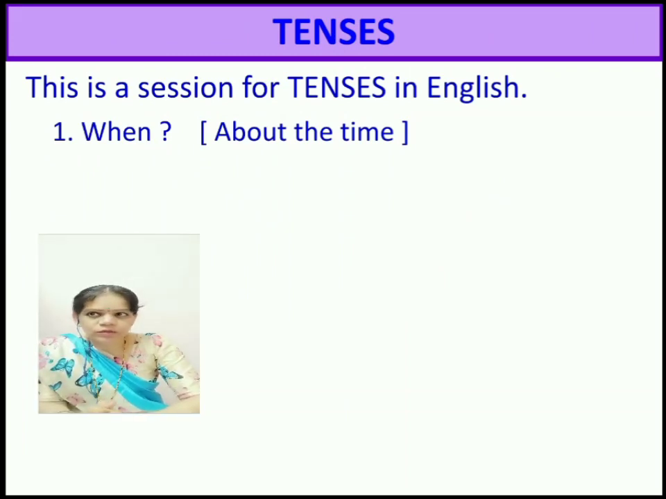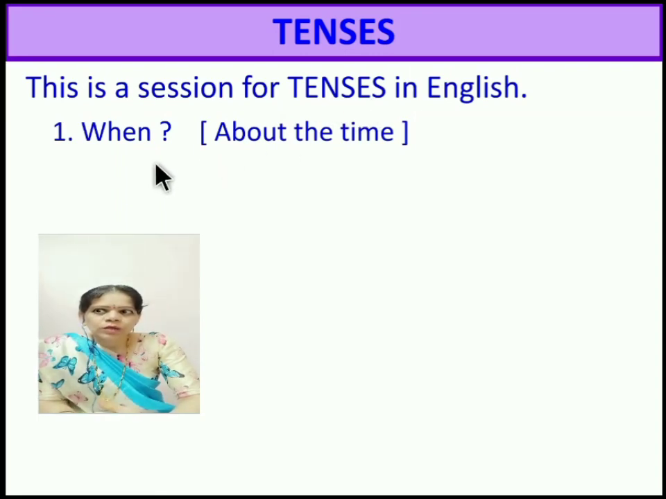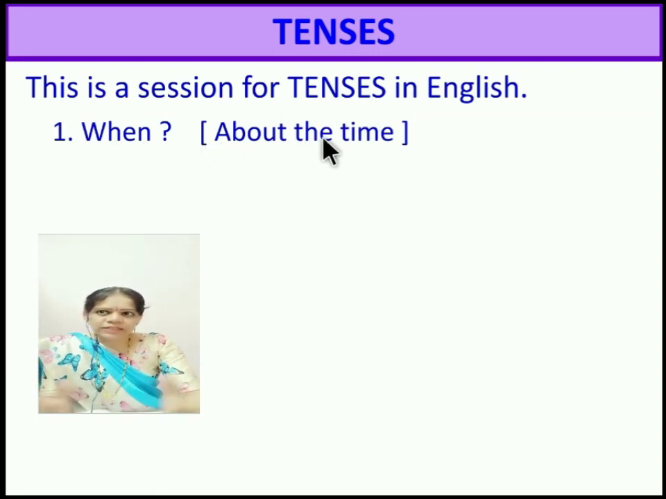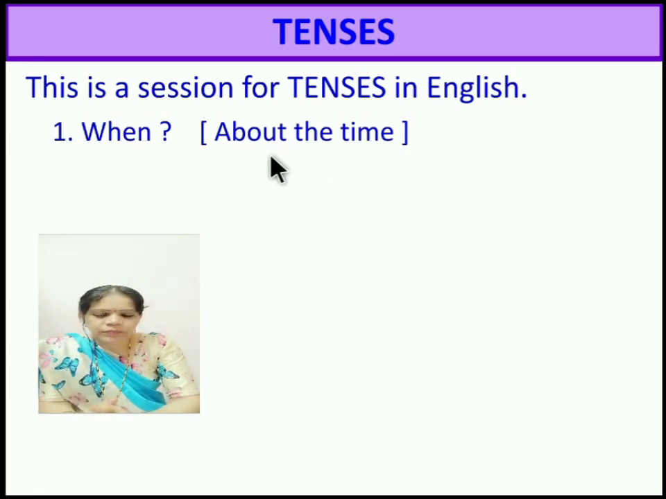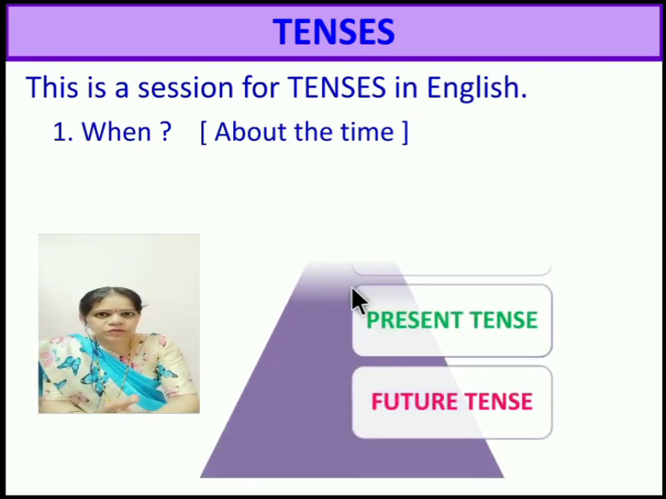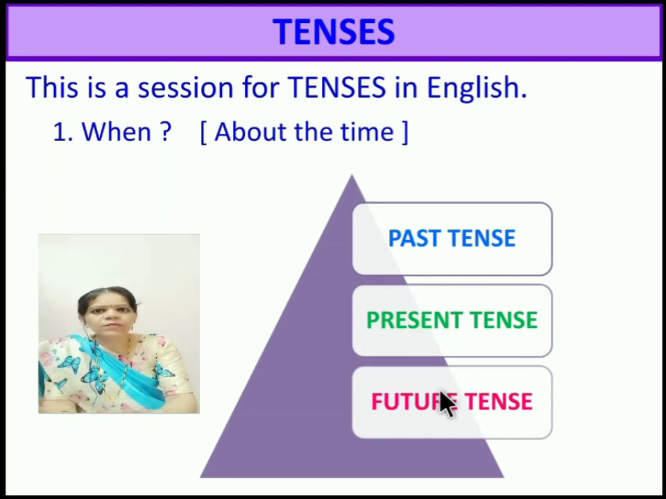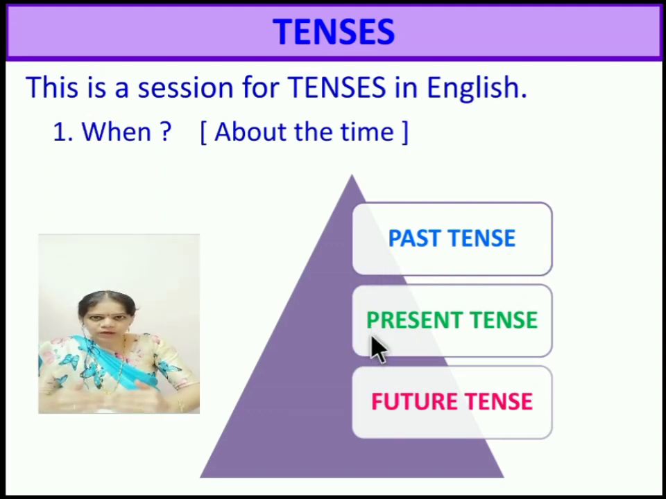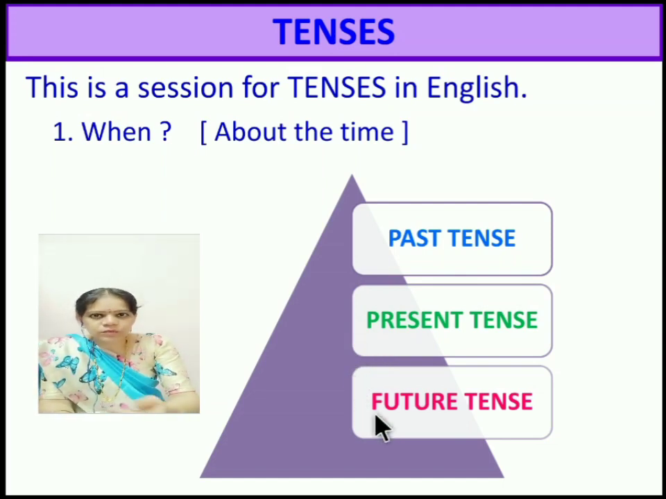Now hitting on to the target. This is a session for tenses in English, the variety of tenses in English. When we talk about the "when" of the tenses, it talks about time. Based on this perspective, tenses are divided into three types: the past, the present and the future tense. Past is all that has already happened, present is the one that we are living right now, going on, and future is the one which is upcoming, near future or far off future.